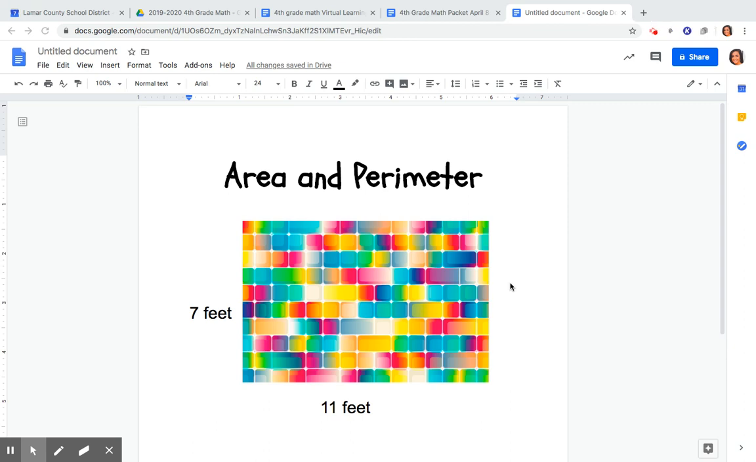I just wanted to review with you really quickly about area and perimeter. First, let's think about perimeter. Before we look at our shape, let's think about what that term means.